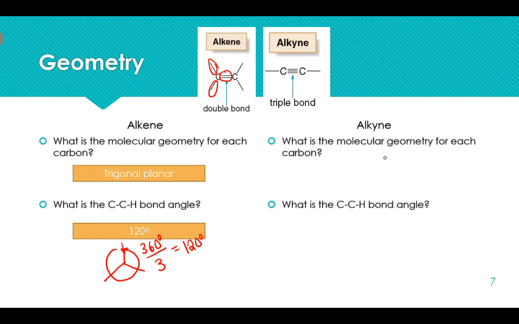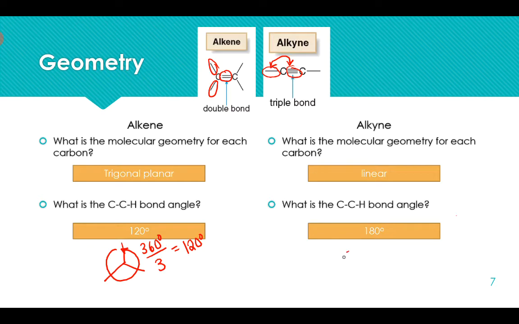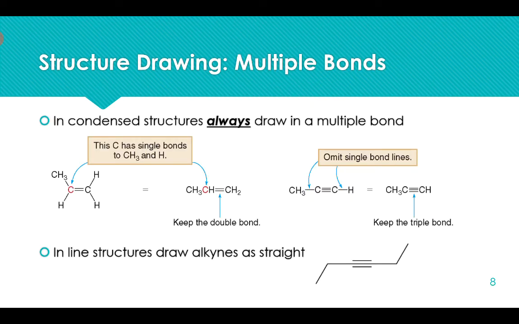What is the molecular geometry around each alkyne carbon? Each alkyne carbon has 2 electron groups, which means it is linear. And the bond angle for linear is 180 degrees. That is like a circle cut in half. We care about the bond angles and geometry because that has an effect on the overall geometry of our molecule.